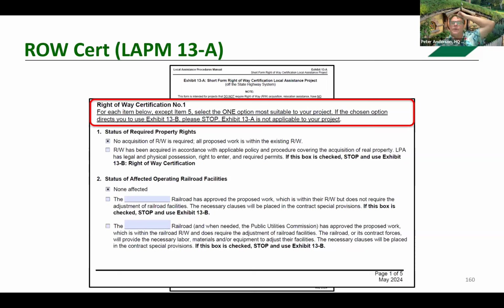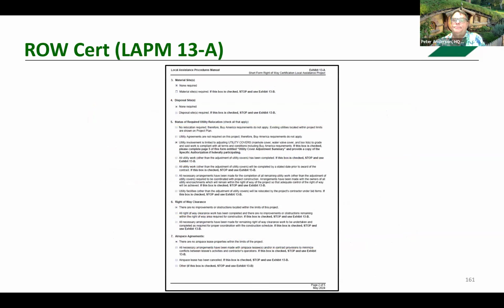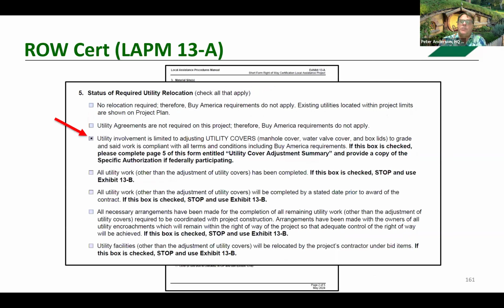As the form is completed, there are checks to be verified that the short form is acceptable. If any condition exists that directs you to use the 13B, you need to stop, and the short form is no longer acceptable. Continuing, section 5 is utilities. The short form may be used again for utilities involved, utility covers, as it states here. If the utility work goes beyond, again, the short form is not appropriate.